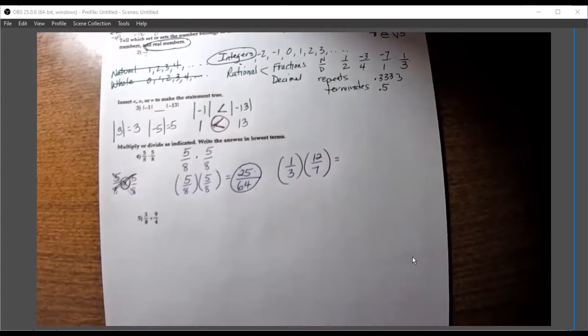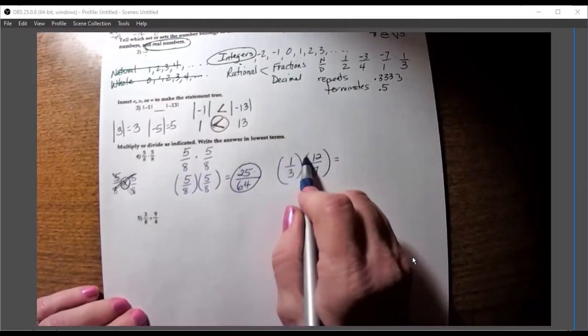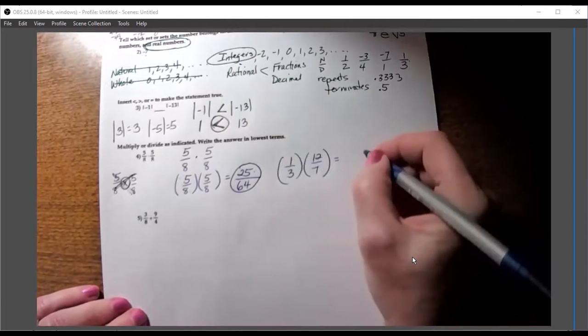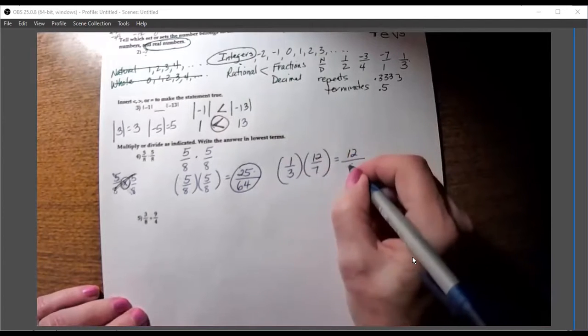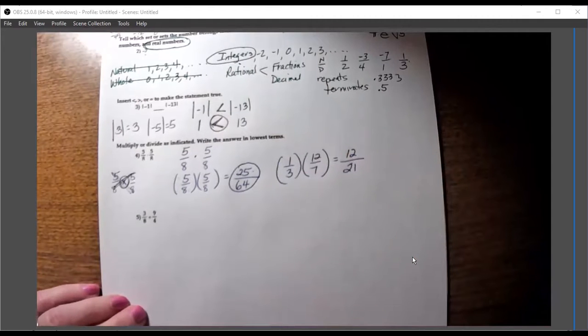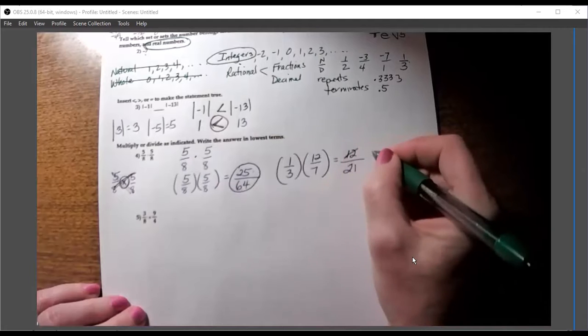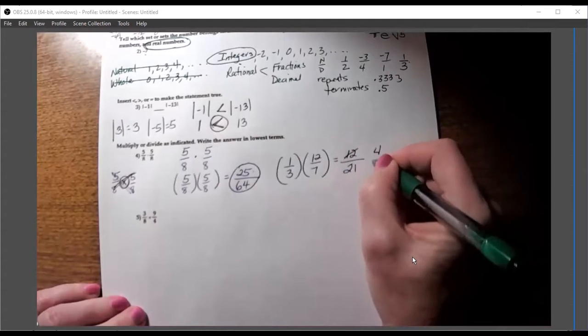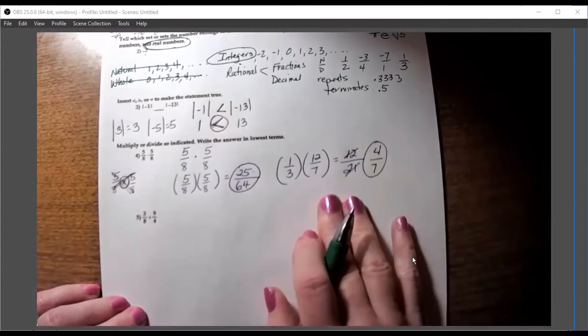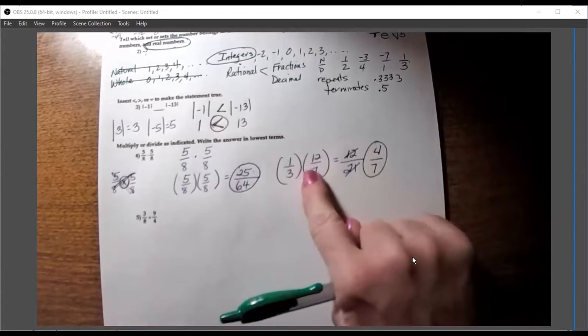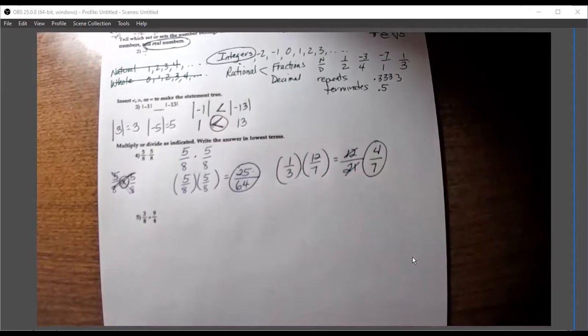So there are really two ways to do this. The first is to just multiply across. 1 times 12 is 12. 3 times 7 is 21. But before I circle that, I say, hey, 12 can be divided evenly by 3, and so can 21. 12 divided by 3 is 4. 21 divided by 3 is 7. So in this case, I multiplied first and then reduced my answer.